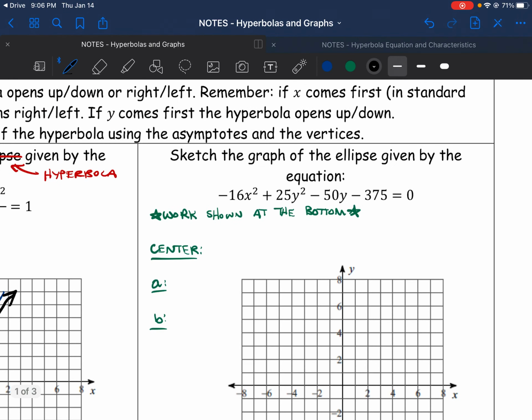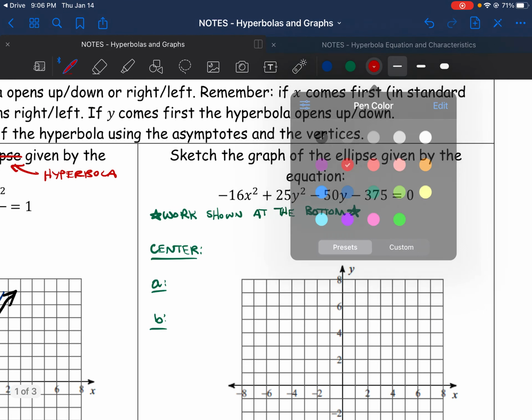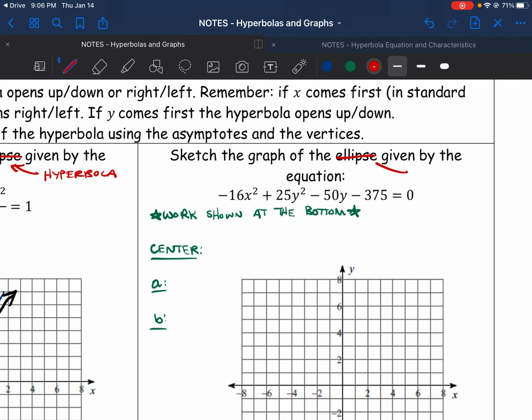And this is what a rough sketch of our hyperbola would look like. Looking at our next example, and again, same typo because this was copy and pasted. Ellipse, let's go ahead and scratch that out and write hyperbola here. We're trying to graph a hyperbola. And notice this time the equation is given to us in general form.